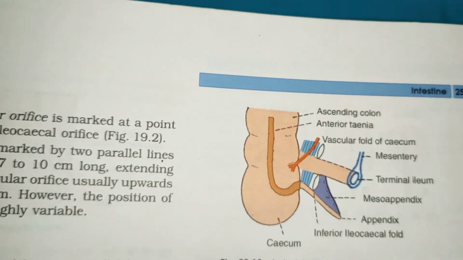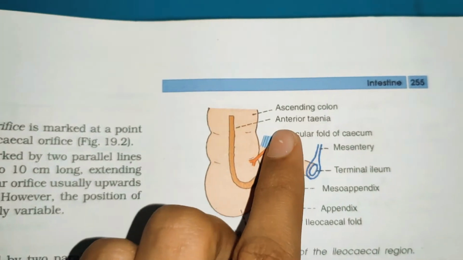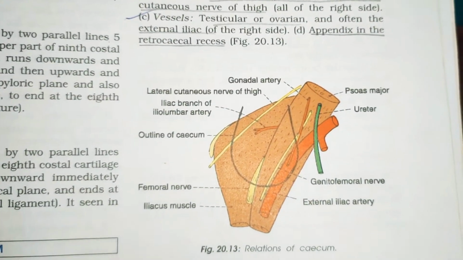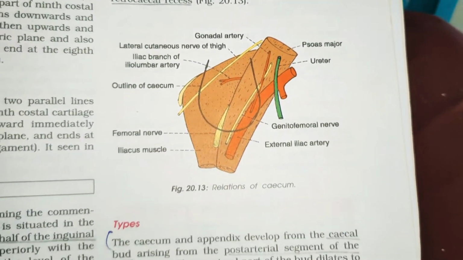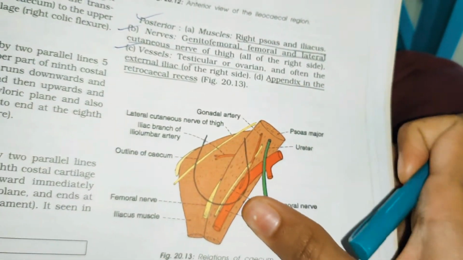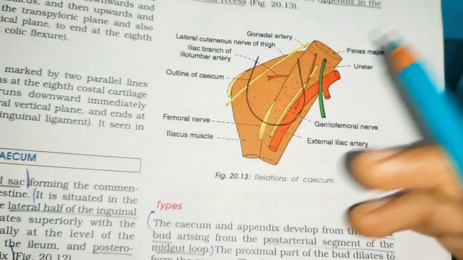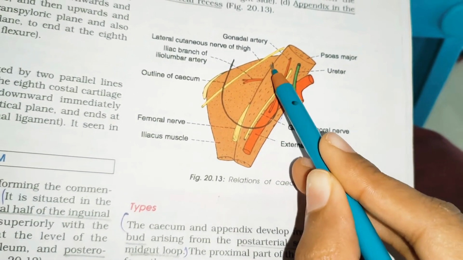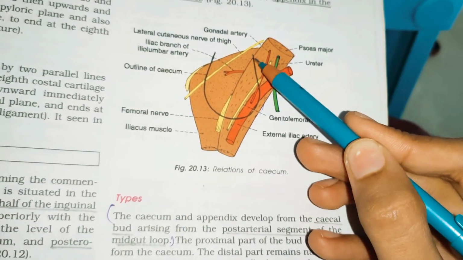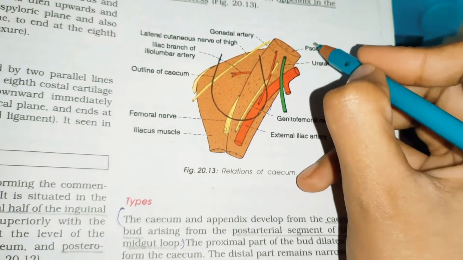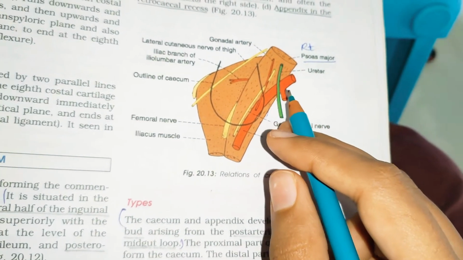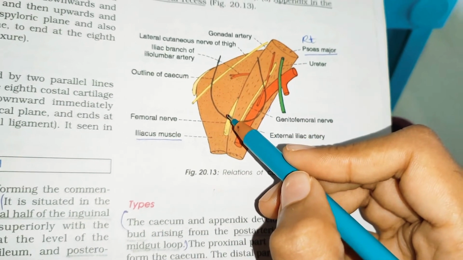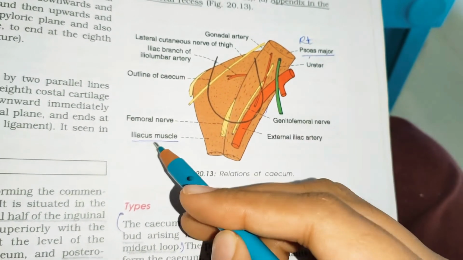So if you see posteriorly to the cecum, you will have muscles like the right psoas major muscle. Of course, it's not shown here. Let us see this diagram. Okay, relations of cecum, clearly you can see. This is the psoas major muscle, especially the right psoas major muscle. You can see this is the outline of the cecum. This black color represents the outline of the cecum. So posterior to the cecum you have the psoas major muscle, especially the right psoas major, and next you have the iliacus muscle. You can see here clearly this is the iliacus muscle. Okay, so two muscles: the right psoas major muscle and the iliacus muscle.